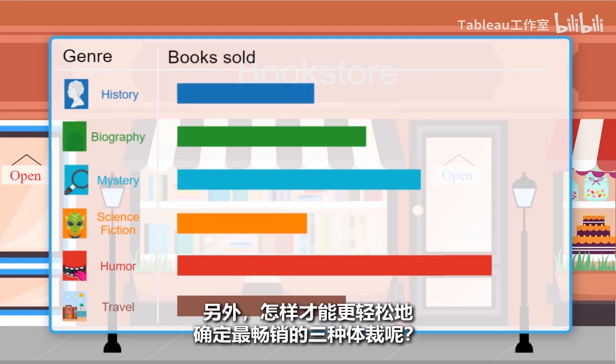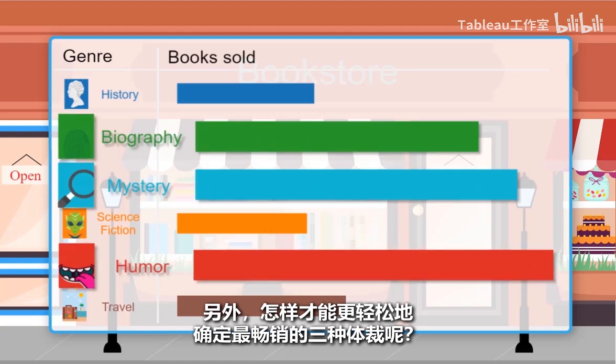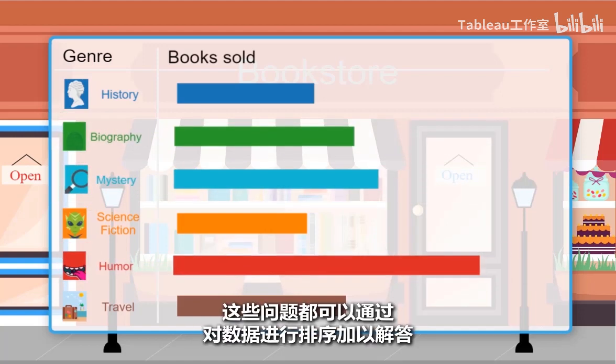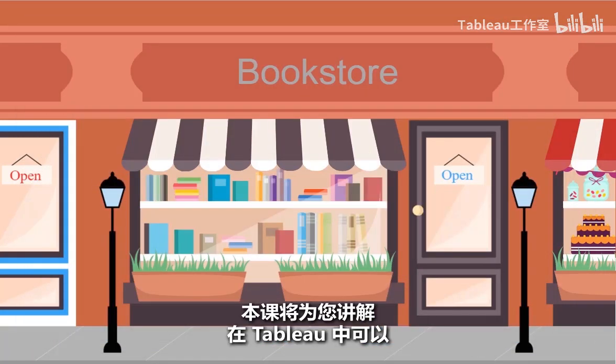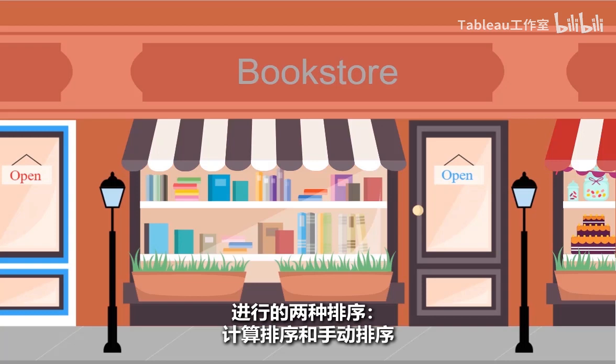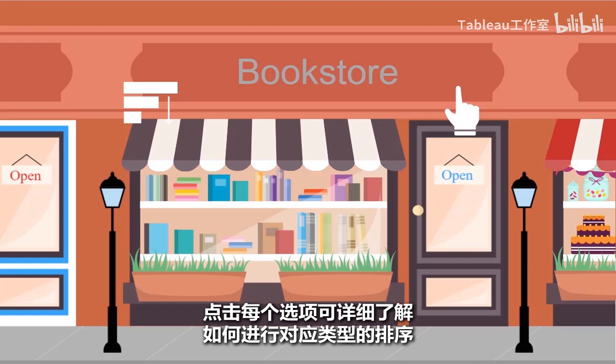And what if I want to make it easier to spot the top 3 best-selling genres? I can answer these questions by sorting my data. In this lesson, you'll learn about the 2 types of sorting you can do in Tableau: computed sorts and manual sorts. Click each of the options to learn more about the use of that type of sort.